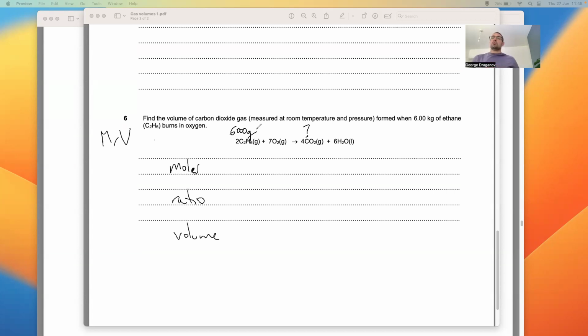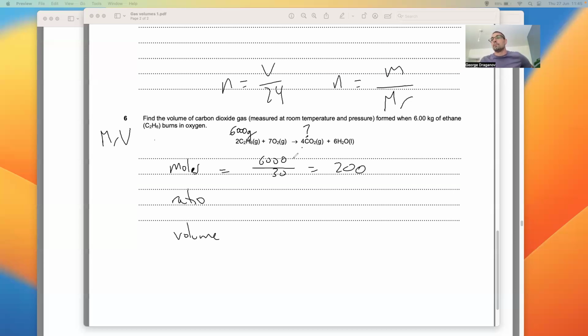Now, I obviously cannot use moles equals V over 24 because I have no V. But I can use M over Mr, the first formula that we learned. So to do that, I do 6,000 grams mass over the Mr of this. Now remember, the big number doesn't count, but the little ones do. So 2 times 12, plus 6 times 1 makes 30. You get 200 moles. Now the ratio, what volume of CO2?